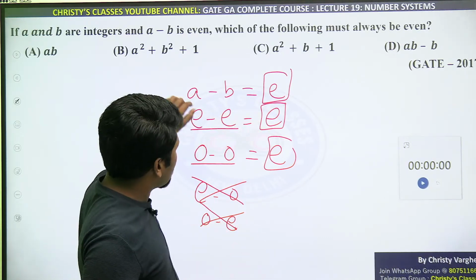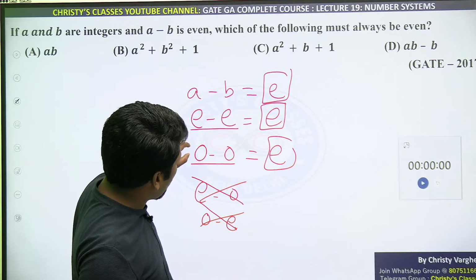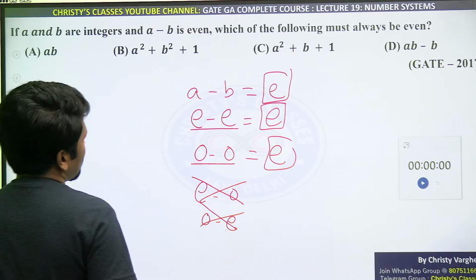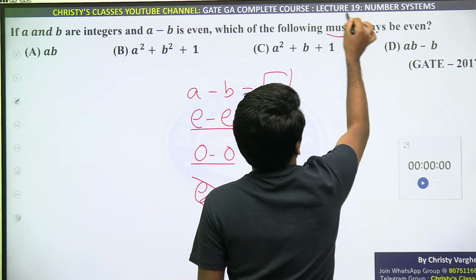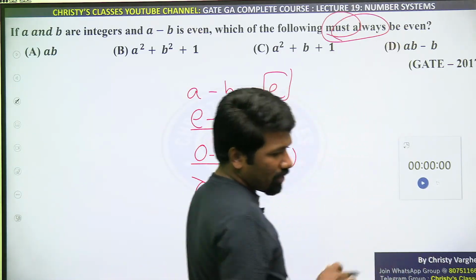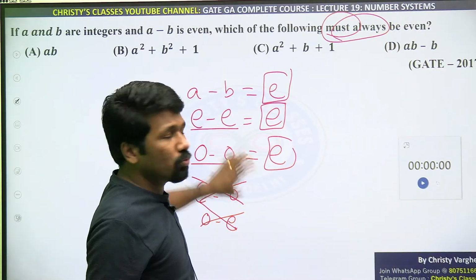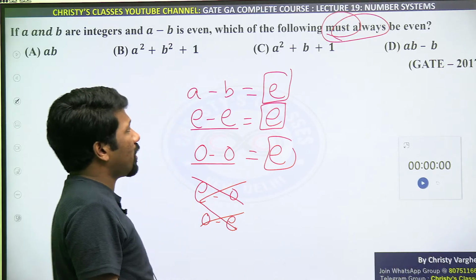Only these two cases: A even, B even, and A odd, B odd. In these two cases our answer should be correct, because the question is saying it must always be even. Must always means in all realities it should be even. All realities means these are the only two realities possible. Now checking the options is enough.